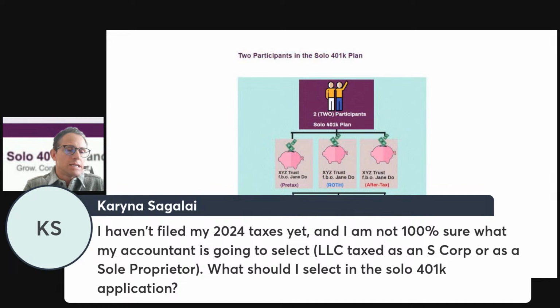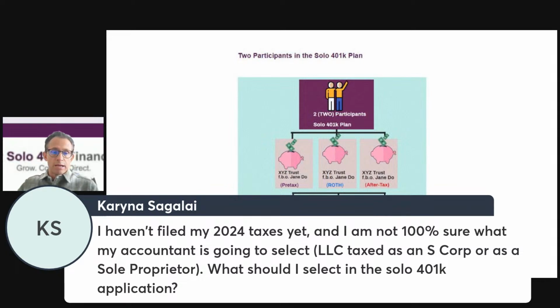Whereas if it's an LLC taxed as an S corporation, you're only going to be able to make employer contributions and voluntary after-tax contributions for 2024, because the plan had to be set up by December 31st of 2024 in order to make employee contributions for 2024 by your business tax return due date plus timely filed extension.